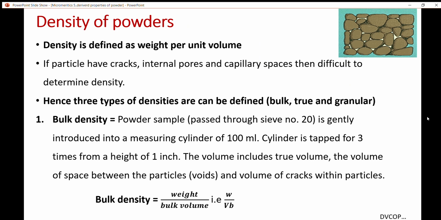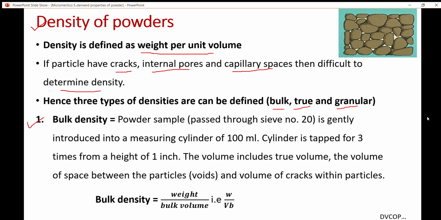Next and very important derived property is the density of a powder. Universally, density is determined as weight per unit volume. If the particles have cracks, internal pores and capillary spaces, then it is very difficult to determine the density of those particles. Hence, density is of three types: bulk density, true density and granular density. Let's see one by one.